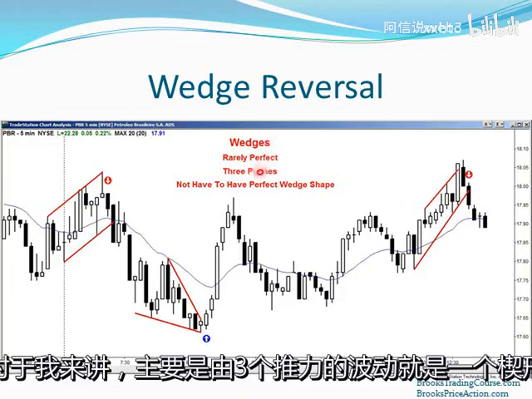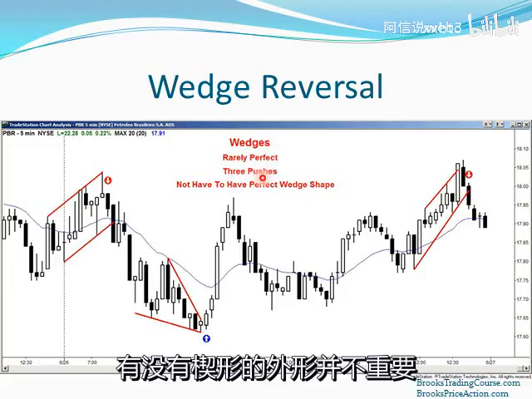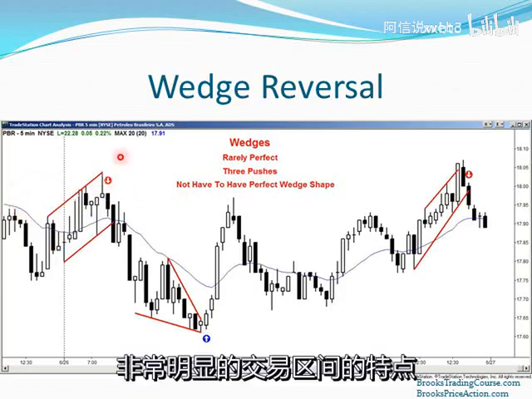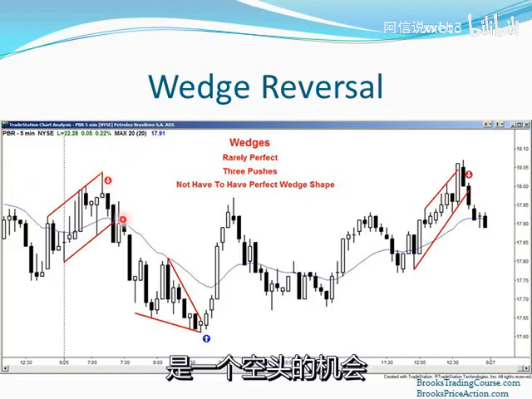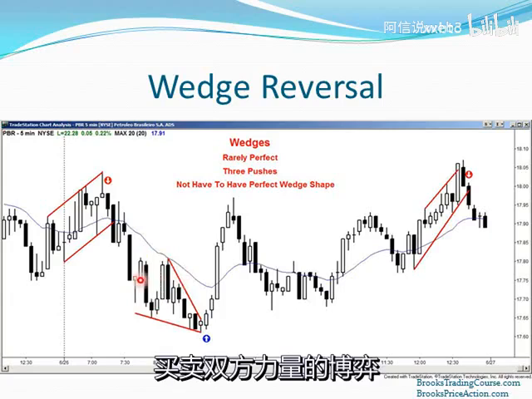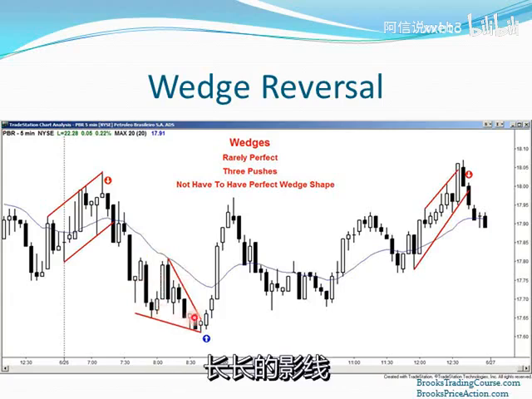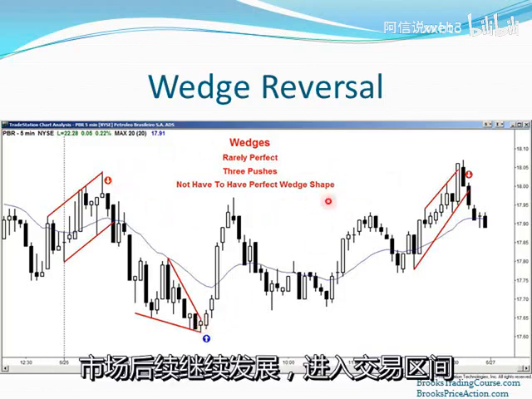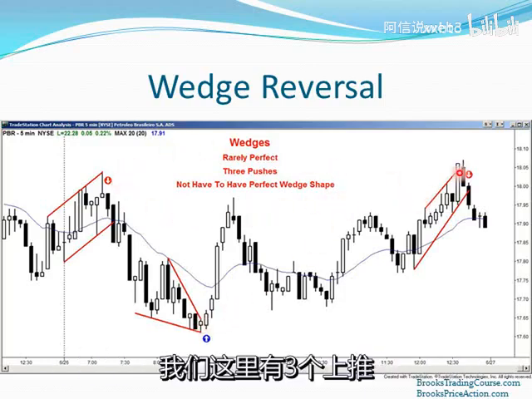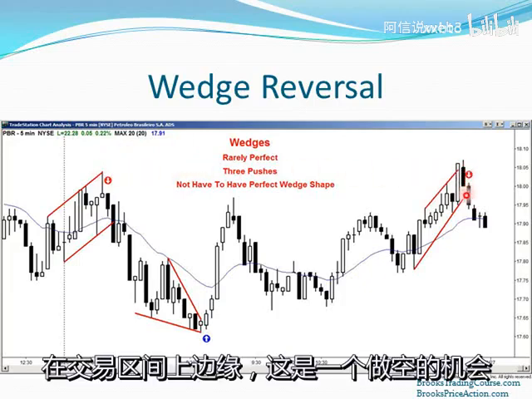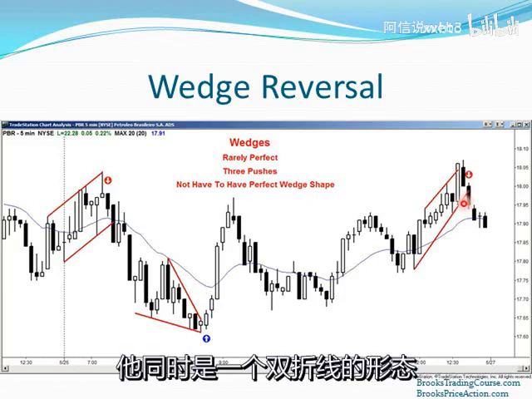Wedges are rarely perfect, and I call any 3-push pattern a wedge, even if it does not have a wedge shape. So we have 3 pushes up here, a lot of trading range behavior, a reasonable short. Again, lots of trading range behavior, lots of buying pressure, very two-sided, prominent tails. So probably a wedge bottom in a trading range. The market continued to grow into a trading range. 3 pushes here, new high above the top of the range, and a bear reversal bar.